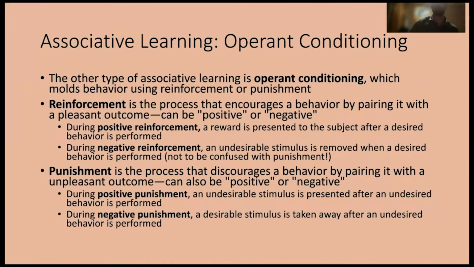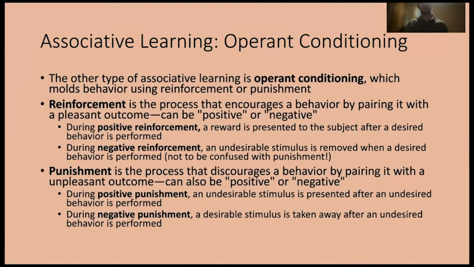So for associative learning, we have operant conditioning, which is the more complex of the two types of associative learning. What operant conditioning does is it molds behavior using reinforcement or punishment. There are two types of each, and it's important that you conceptually understand the difference between reinforcement and punishment, and also understand the difference between how we're using the words positive and negative. In the context of reinforcement and punishment, this is very important.